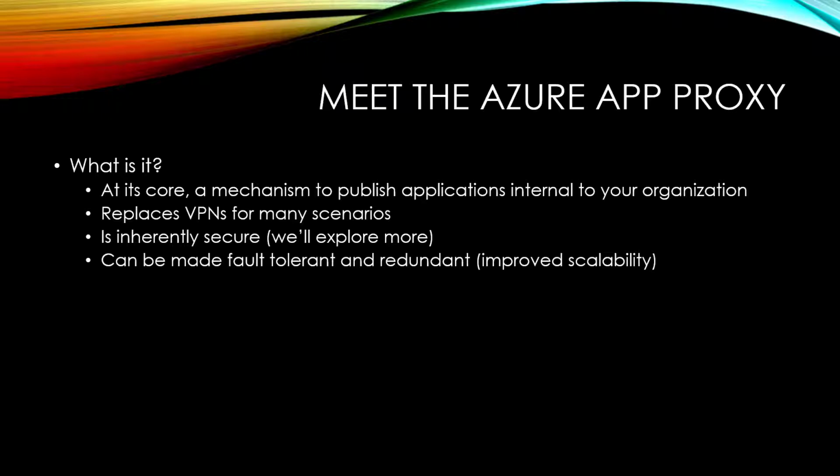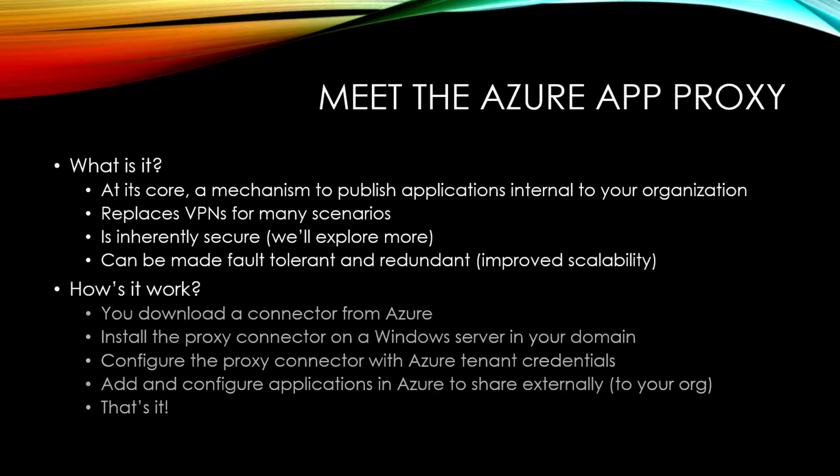I've had customers who have been running jump boxes that they would log into and then jump from there to their internal destinations. You can actually get rid of a lot of that with clever use of the application proxy. The app proxy is inherently secure, which we will explore a little bit more later. And it can be made fault tolerant and redundant to improve scalability. There's a lot of documentation on how to do this and implement it securely. But by its very nature, the Azure App Proxy is secure, and we'll talk about that a little bit more.